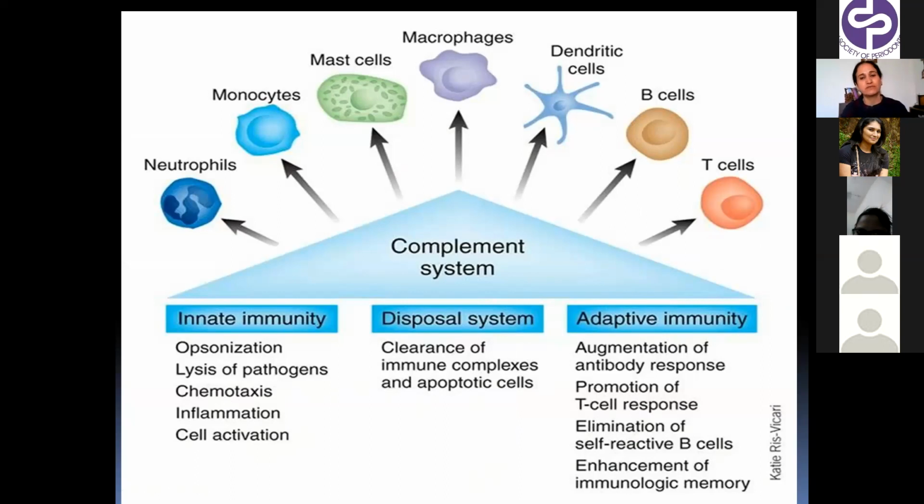and they clump together different types of antigen antibody complexes, and they eliminate them. And in adaptive immunity, they augment the antibody response and promote the T cell response. So it's a system of 9 proteins. Now we need to go into detail.